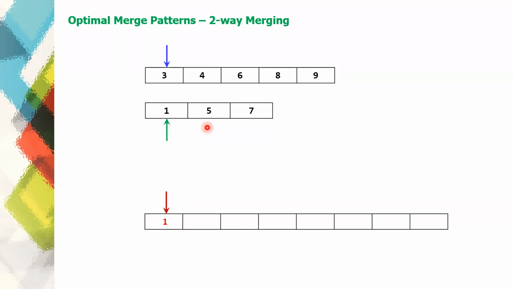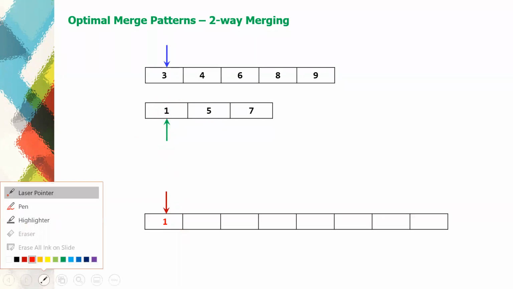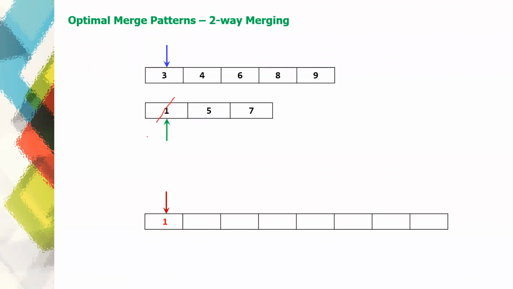This pointer has to be moved to the next element because 1 is now already copied. So 1 copying is already done. This element is over. So moving the pointers, I have moved the pointers to the next locations. Now again compare 3 with 5. So now you can understand the requirement for having pointers for comparing the elements from the A list and the B list. Now you are going to compare 3 with 5. The minimum element is 3. So I'm going to copy 3 here.